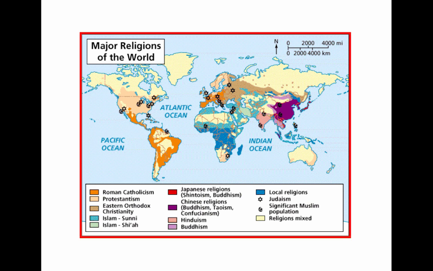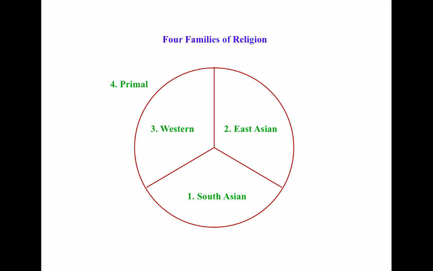We're going to use this diagram. I've mentioned this, tried to describe this in Paths of Return, sort of a pie with 3 slices and then one sort of extrinsic religion hovering around the outside. So down at the bottom, South Asian religion, family number 1. Family 2, the East Asian family of religions. 3, Western. And then outside of the circle, the primal religions.